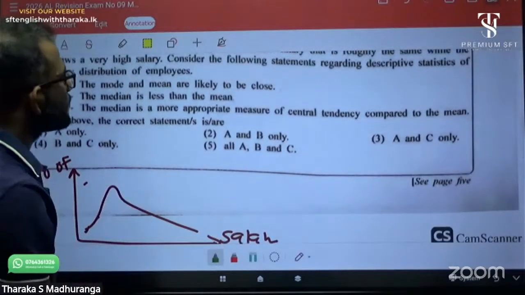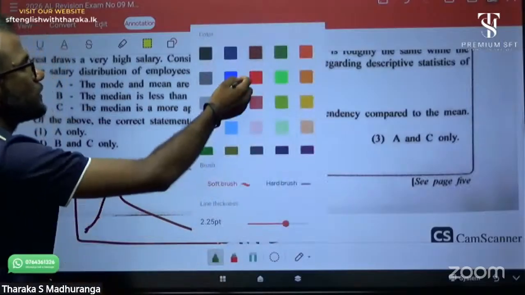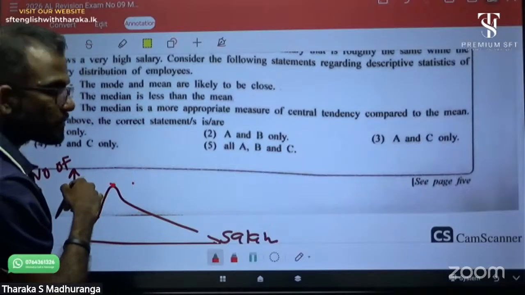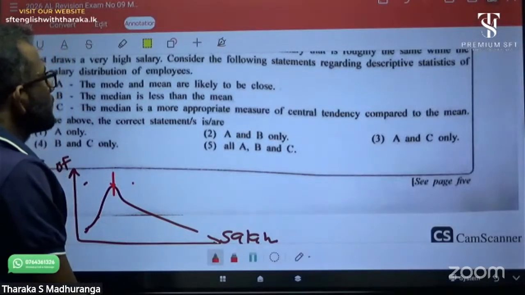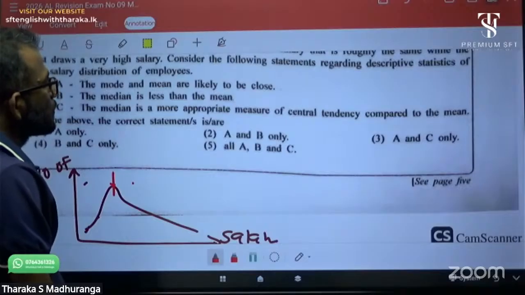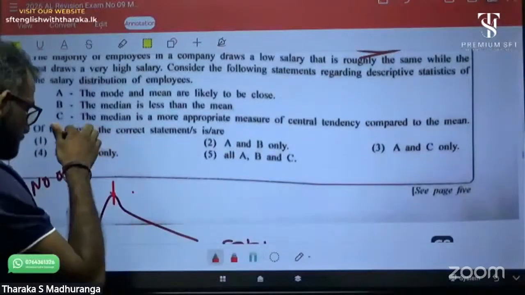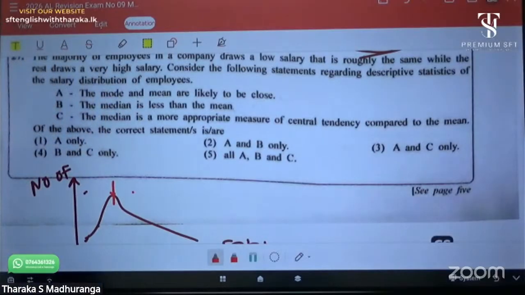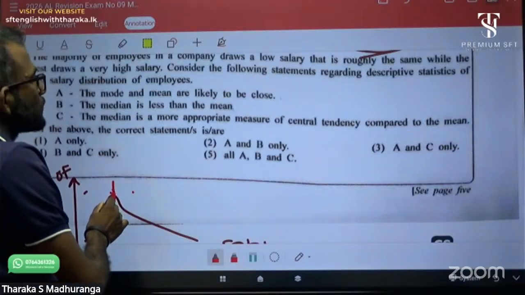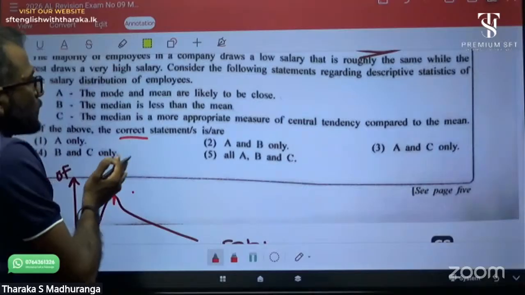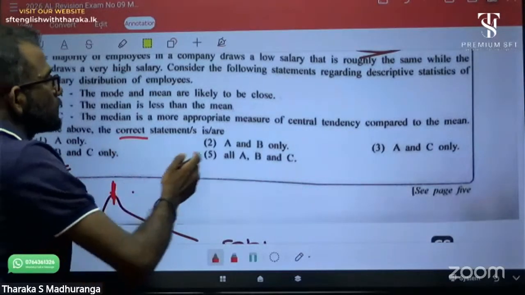In a bell-shaped distribution the mode, mean and median are close, but in this type of distribution, which is not bell-shaped, this is the mode, the maximum point. And the mean also is not the same, not very close.